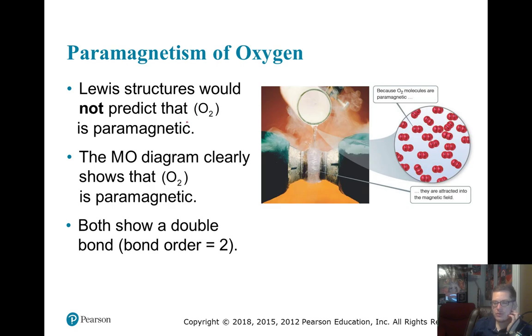Now if you did this purely based off of the Lewis structure, you would not be able to predict that oxygen had any response to a magnetic field. But using the molecular orbital diagram, it's pretty easy to see that it is paramagnetic. So that's one of the real benefits of using molecular orbital theory: it allows us to predict paramagnetism in compounds that we probably couldn't have predicted before.